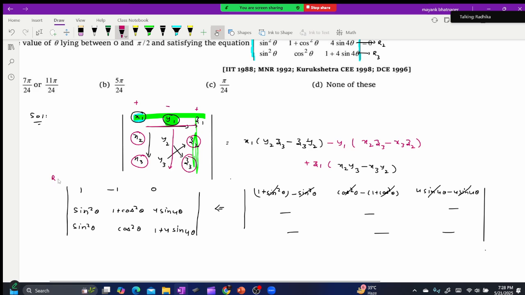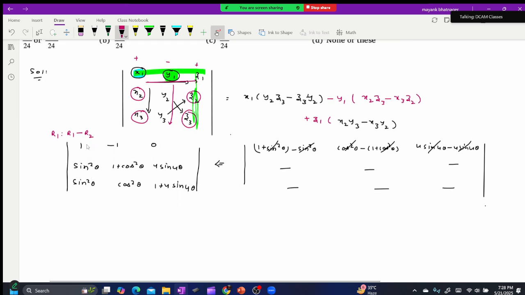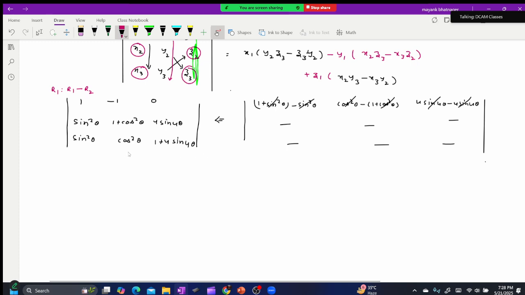Now you can subtract any row from any other row. I will not stop here. I am going to do R2 formed by R2 minus R3. I'm going to do another thing now with R2: R2 will be formed by R2 minus R3. So this determinant will become 1 minus 1 0, 0 1 minus 1.